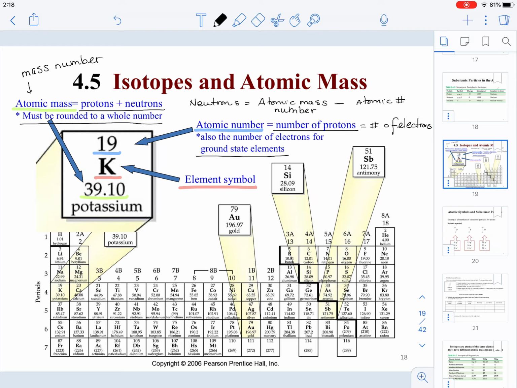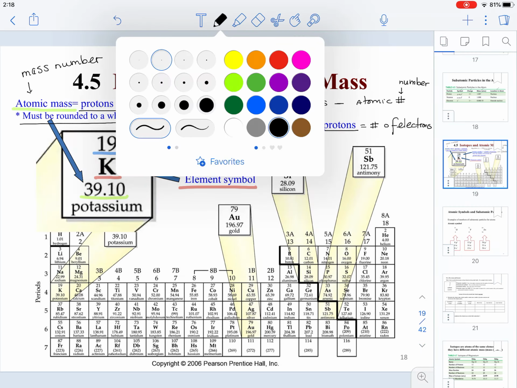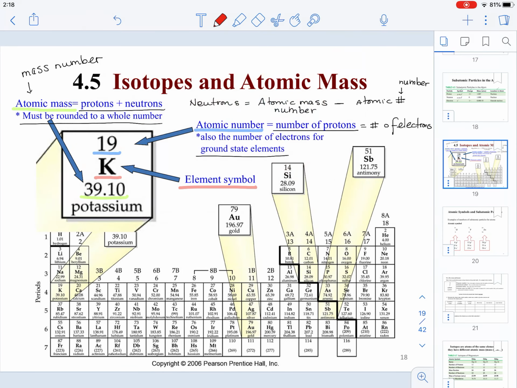This is my symbol for number. I'm just going to write it here as a note: the atomic mass number, when you're calculating neutrons, you need to round to a whole number in order to do this calculation.